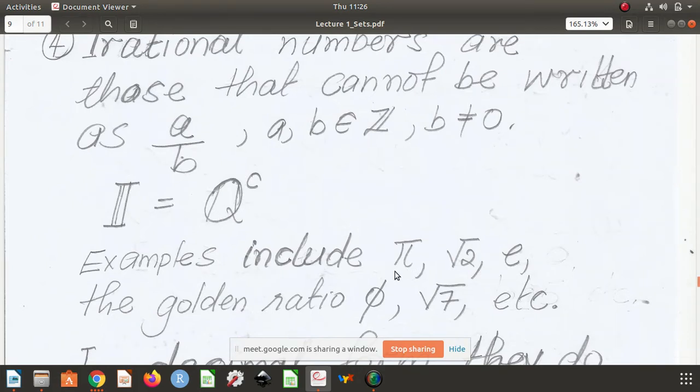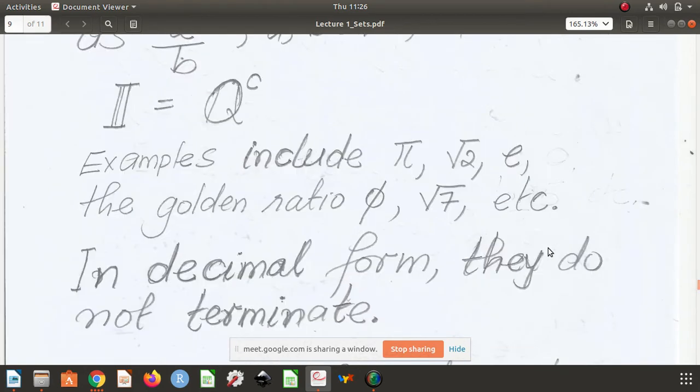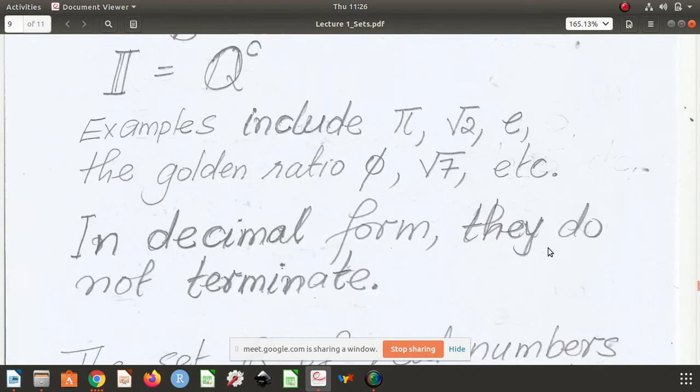So these are examples of irrational numbers: pi, root 2, this Euler's constant e, we might learn about that later, the golden ratio phi, which comes from the Fibonacci sequence, or square roots of prime numbers, for instance, the square root of 7. We've already written the square root of 2, and so on. Those are all examples of irrational numbers.